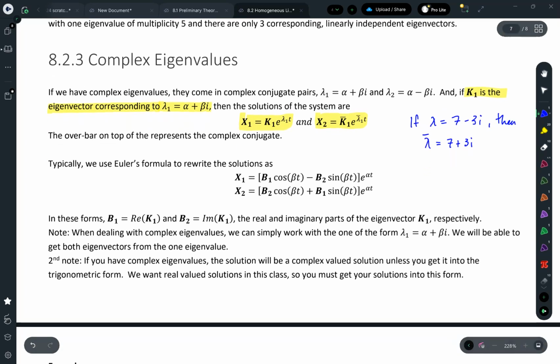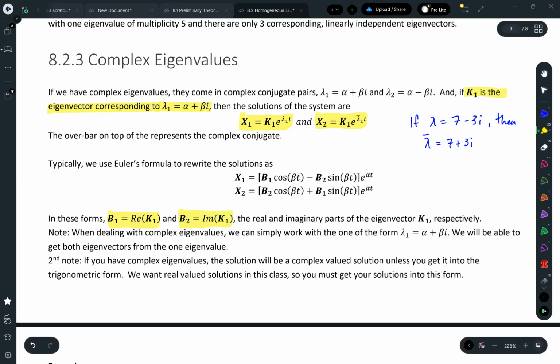Typically, we use Euler's formula again to rewrite our solutions in terms of real valued functions. And so here's the kind of difficult part. What we're going to have to do is calculate two vectors. B1 is going to be the real parts of K1. B2 is going to be the imaginary parts of K1.